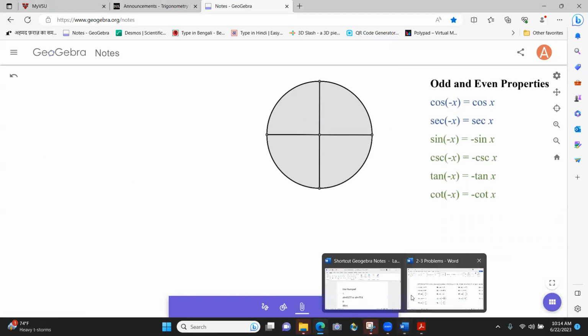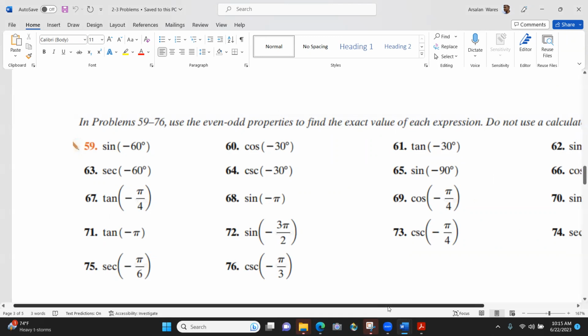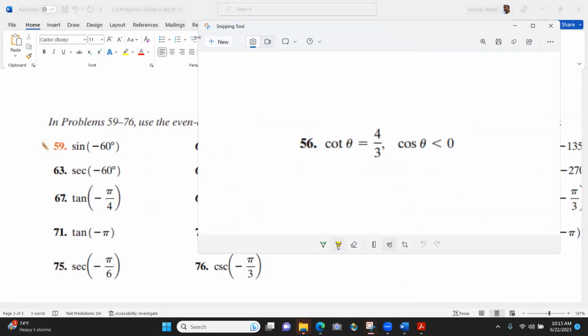Let's try a couple of problems, all right? So it's really not that bad. Let's see what they're saying. Use the odd and even property, find the exact value. Do not use your calculator, okay? So let's find this. Let's do cosecant negative, number 64. We'll do a couple from here.